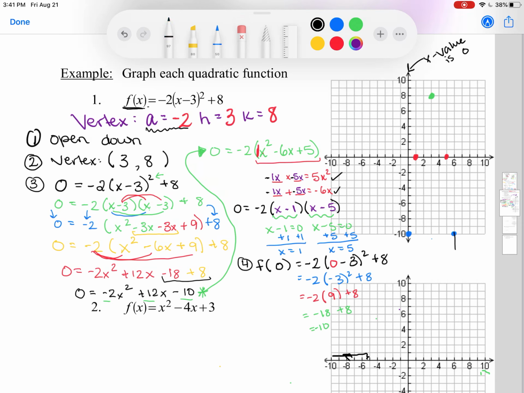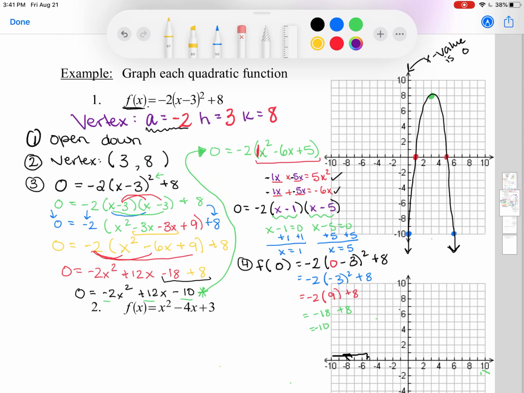more precise graph, and I can connect the dots, making sure that at my vertex I am changing from increasing to decreasing or vice versa, and I have my graph right in front of me.